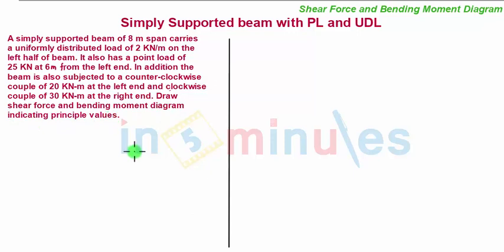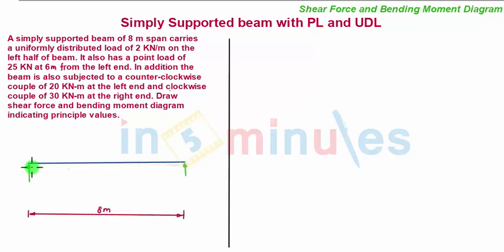So in this problem, we have not been given the loading diagram. We have to draw the loading diagram as per the information given in the problem statement. So the first step is to draw the load diagram. We first take a simply supported beam which has two support reactions, vertical reactions at the two extreme ends, and the span of the beam is 8 meter.